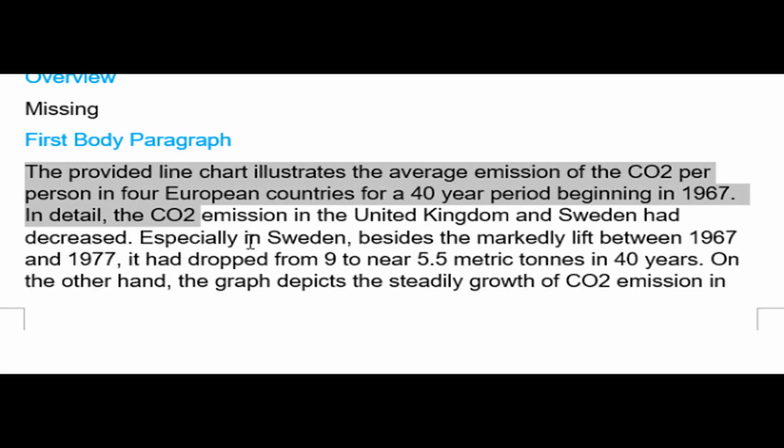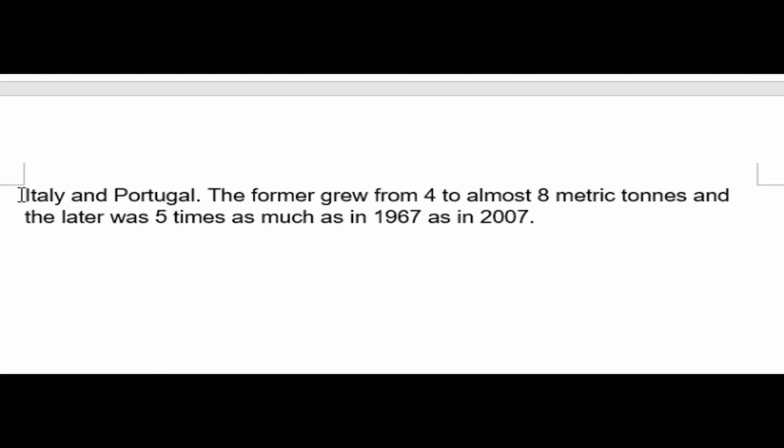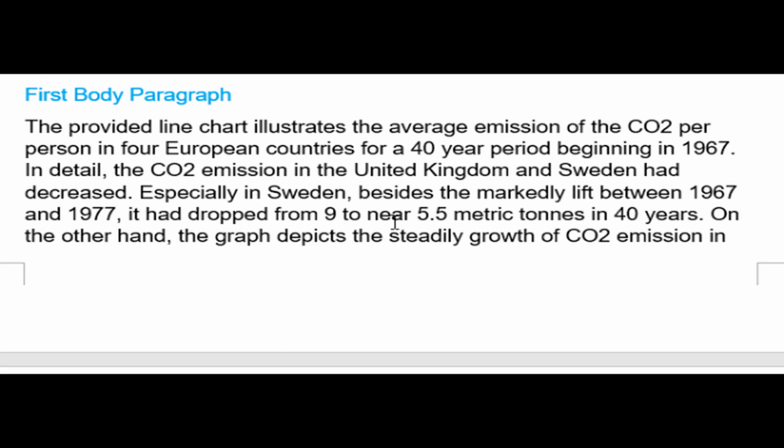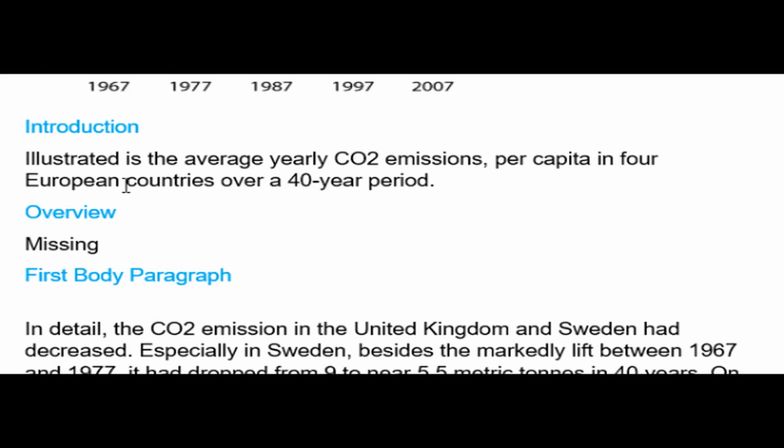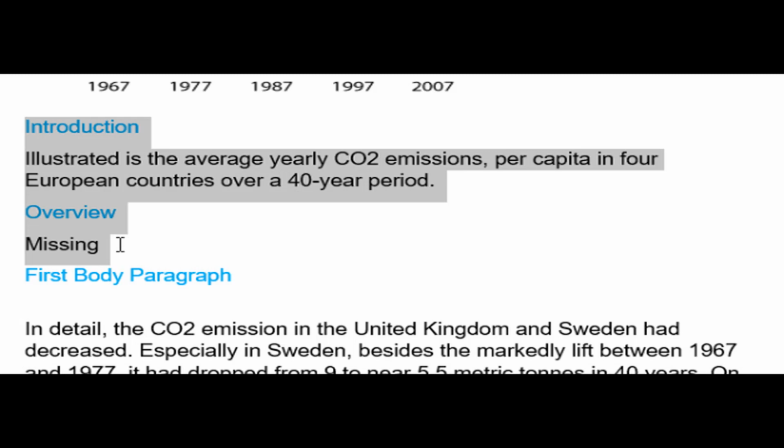Instead, the writer wrote this all together as one paragraph. Now, this is the introduction, so let's get rid of that. That's already here. This should be a paragraph by itself, possibly together with the overview.